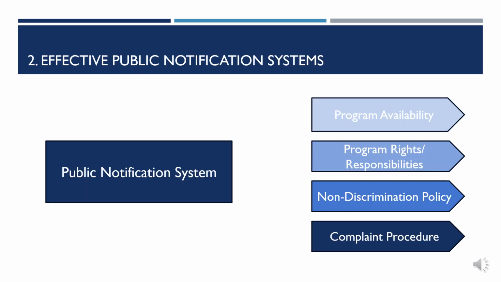The second civil rights training requirement is an effective public notification system. All FNS assistance programs must include a public notification system. The purpose of this system is to inform applicants, participants, and potentially eligible persons of the program availability, program rights, program responsibilities, the policy of non-discrimination, and the procedure for filing a complaint, which we'll go through momentarily.